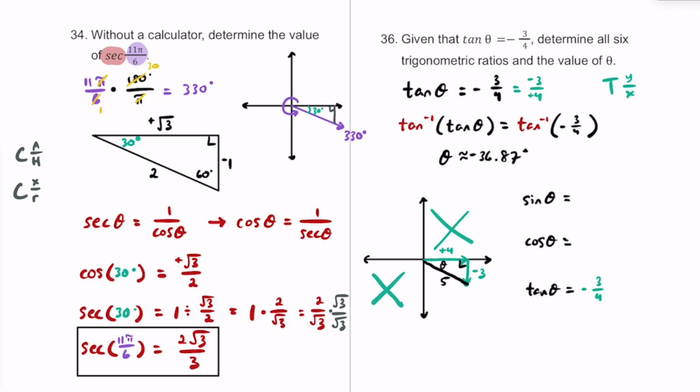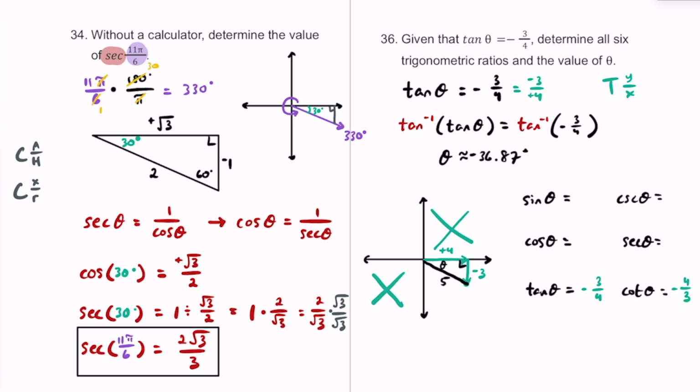Then we have our reciprocal trig functions. So we have cosecant of theta, then we have secant of theta, and then we have cotangent of theta. All right, so for cotangent, I'm going to do that one right away because it's just a reciprocal of negative 3/4. That's going to be negative 4/3.